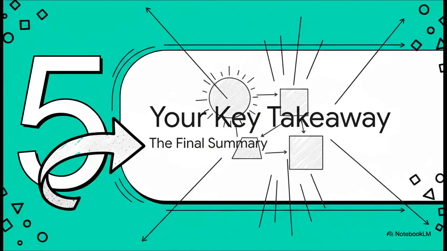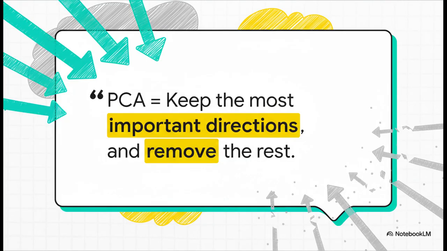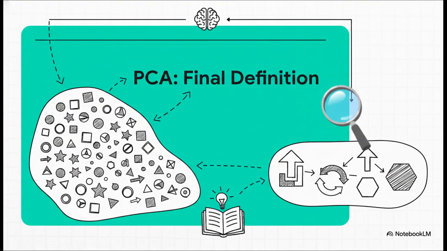All right, we've covered a ton of ground here, so let's bring it all home with one final key takeaway. If you're talking to a friend and want to sound smart, here's the one-line memory trick. What's PCA? Simple. It's keep the most important directions, remove the rest. That's all it is. At the end of the day, it's the art of taking something that's incredibly complex and making it simple, without losing what makes it important in the first place.